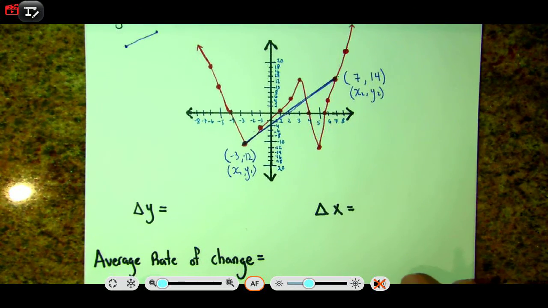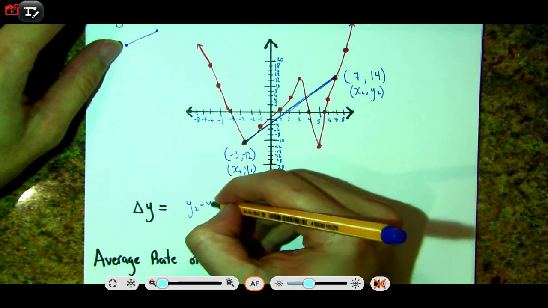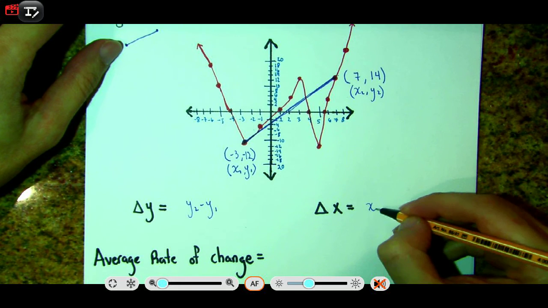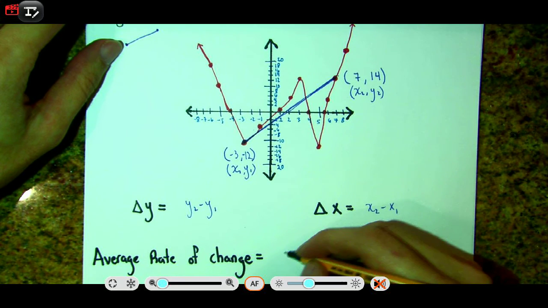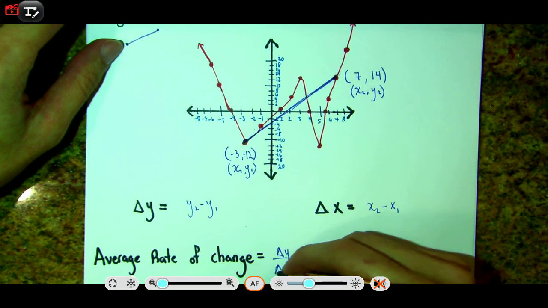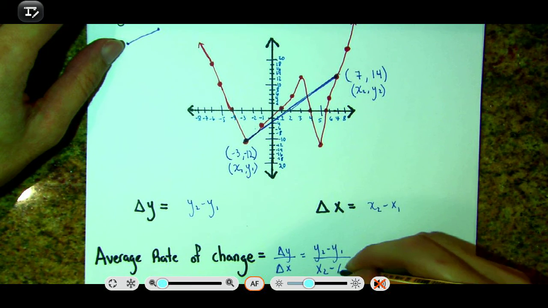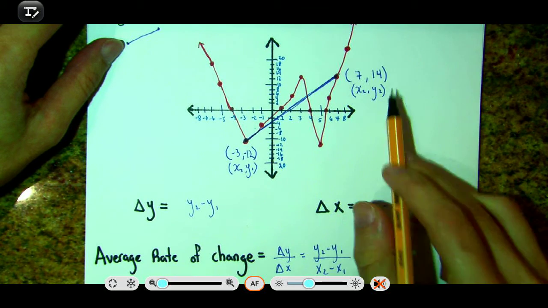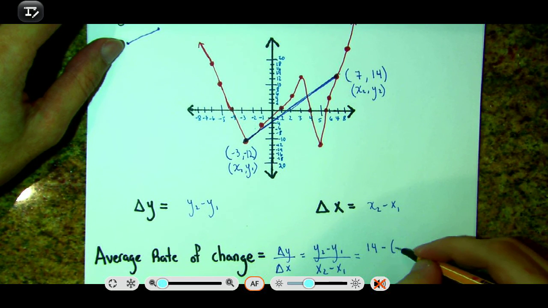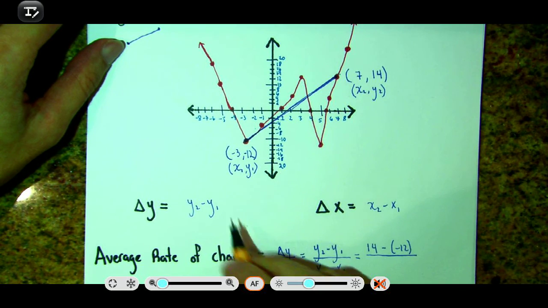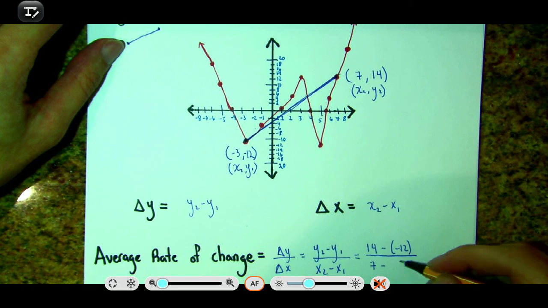Okie dokie. Nice. So here, our change in y will be y sub 2 minus y sub 1. Our change in x will be x sub 2 minus x sub 1. Right? So here, just rewrite the formula. We have change in y over the change in x, which is y sub 2 minus y sub 1 over x sub 2 minus x sub 1. Here our y sub 2 is 14 minus a -12 over, and for our x values we have 7 minus a -3.